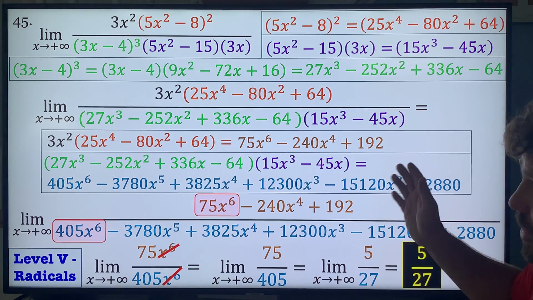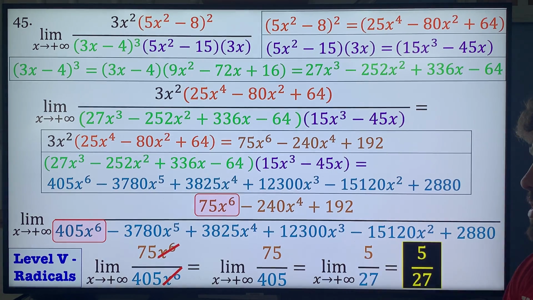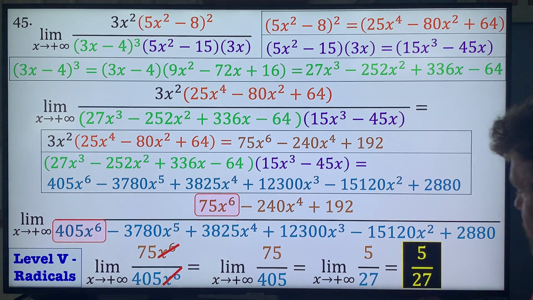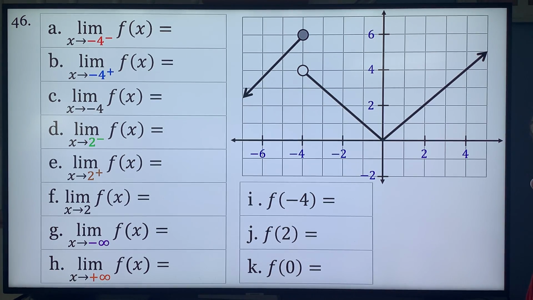All right? No, you're not going to get anything this difficult, but it's just to show you how expanding all this stuff, just all this work, leads to such a simple answer. Got it? All right. What we're going to do now is we're just going to finish with some graphing.